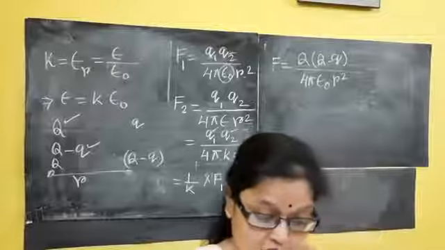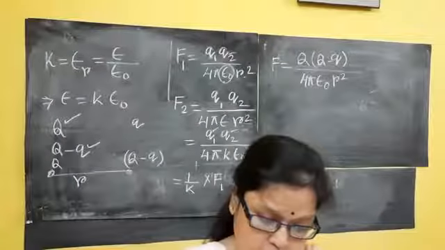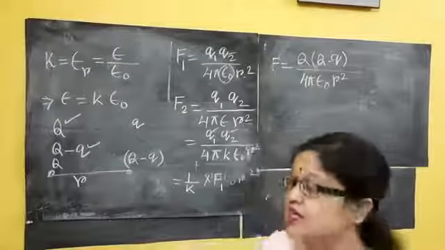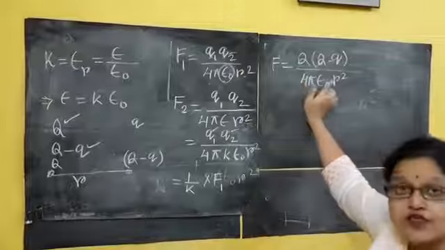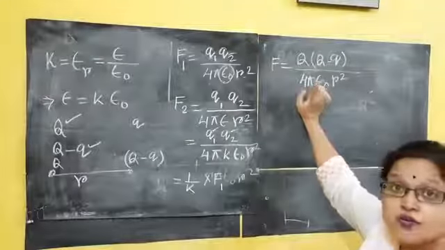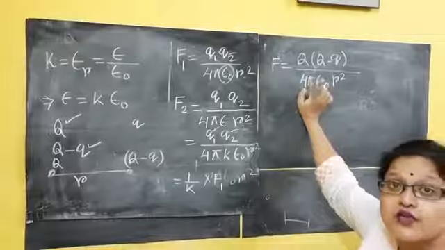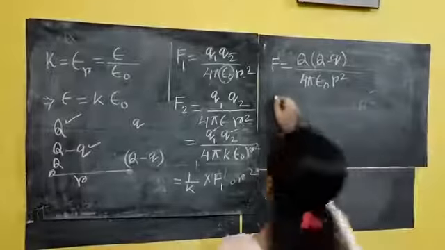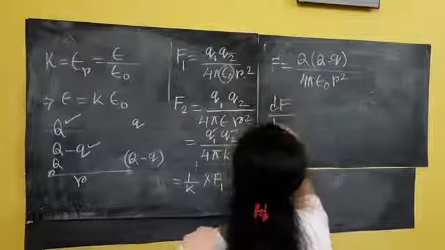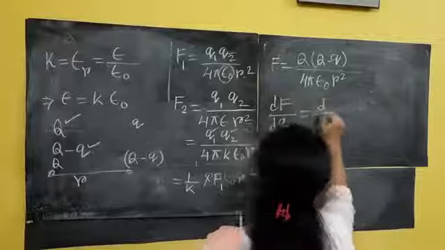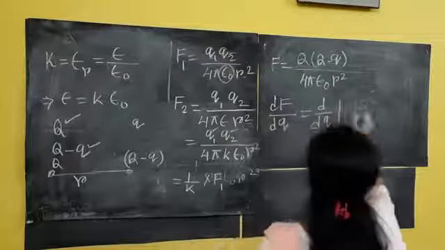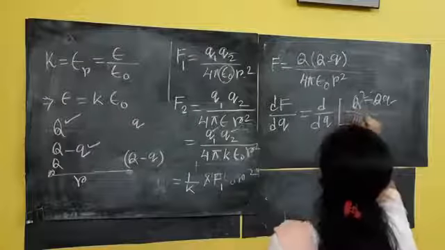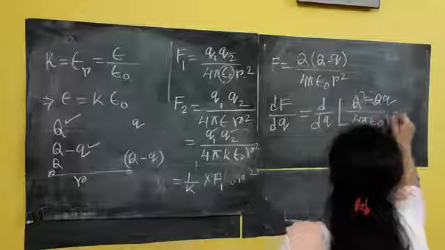See the question again, probably question number 20. Find the charge on each particle. If the distance were given, then I would do the differentiation with respect to r. But it is the distance that is given, so I will do the differentiation with respect to the charge Q. So dF by dQ is equal to d by dQ of (Q square minus qQ) by 4 pi epsilon 0 r square.